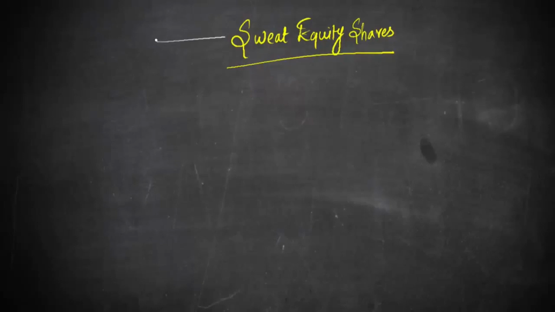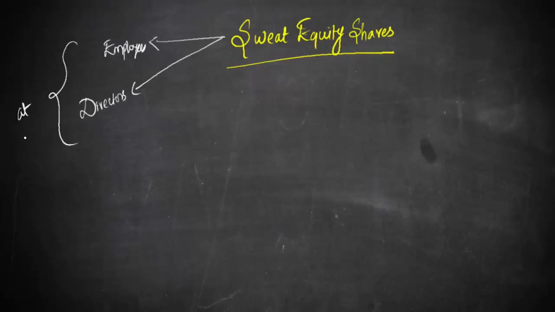Sweat equity shares are those shares which are issued either to the employees of the company or to the directors of the company. So sweat equity shares are those shares which are issued to the employees or directors of the companies at a discount, or it may be for consideration other than cash. I mean, you don't collect cash, but for some other reason you issue this security or this share.